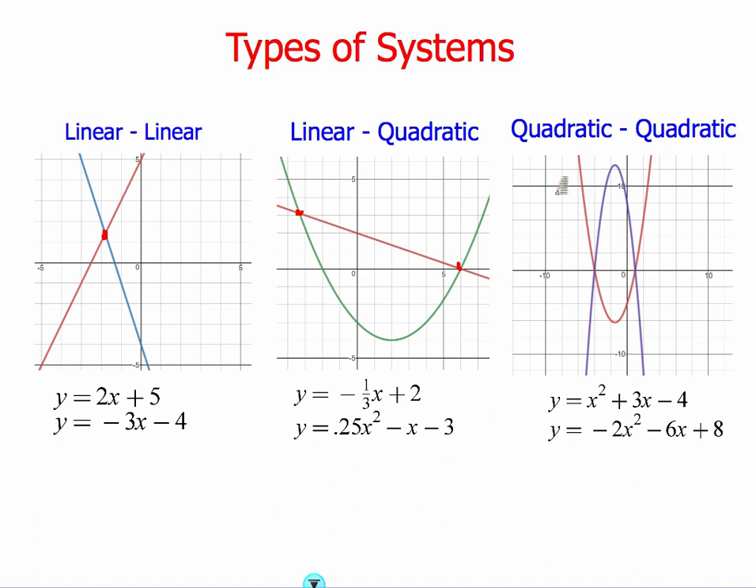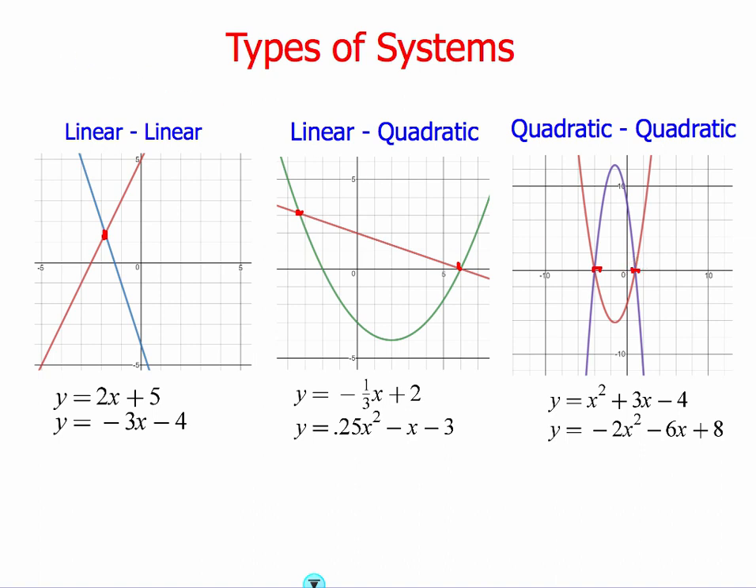And then our third type we're going to talk about are quadratic systems. They're systems where both equations are quadratic equations, like this one where I have y equals x squared plus 3x minus 4, and y equals negative 2x squared minus 6x plus 8. And this one also has two solutions, these two places where our parabolas cross.